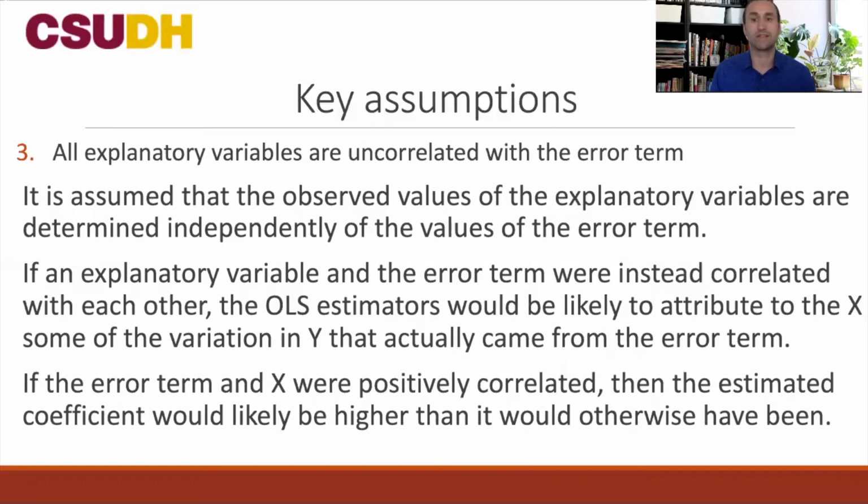They would be likely to attribute to the X some of the variation in Y that actually instead came from the error term. So if the error term and the X were positively correlated, then the estimated coefficient would likely be higher than it would have been otherwise. And that's potentially a problem, especially if you're doing precise calculations.